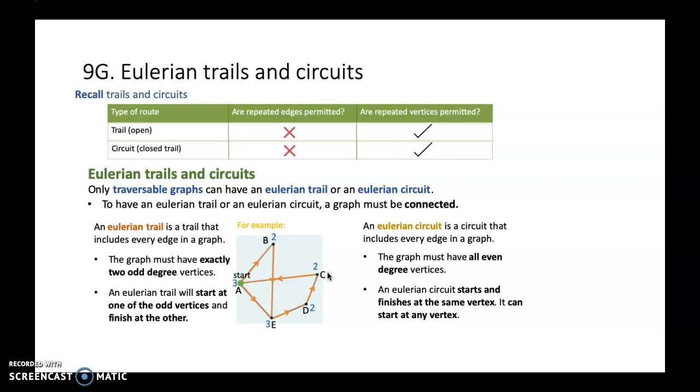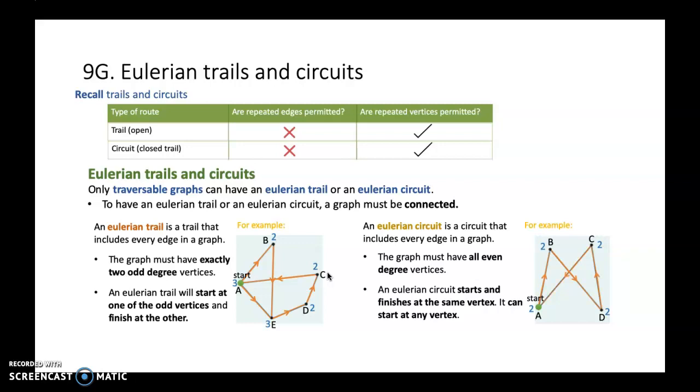Then have a look at an Eulerian circuit. Again, in this connected graph, we have vertices A, B, C, D. The degree of vertex A is 2, B 2, C 2, D 2 as well. Then all of them are even degree, so we can start at any. I'm going to start at A. I can start from A to B, to D, to C, then all the way back to A.